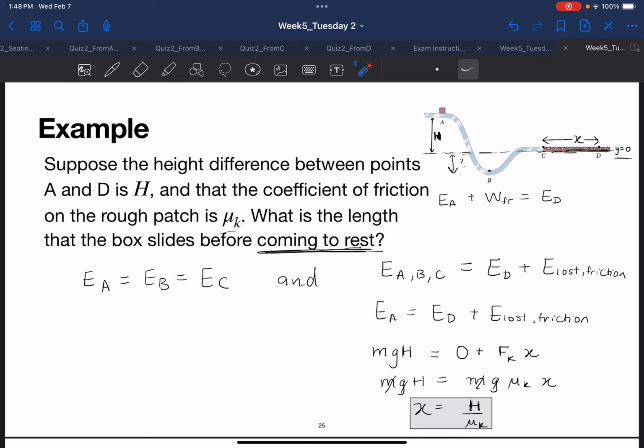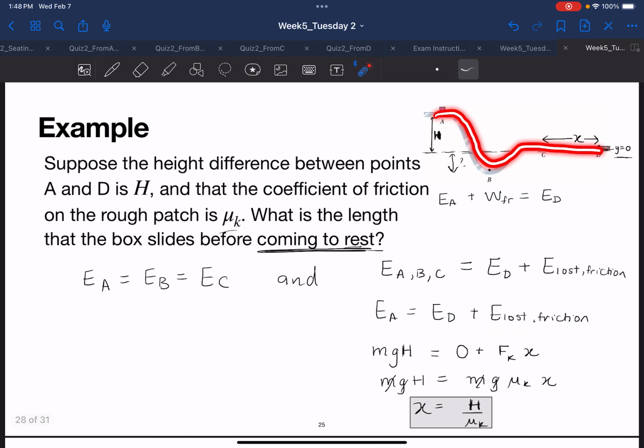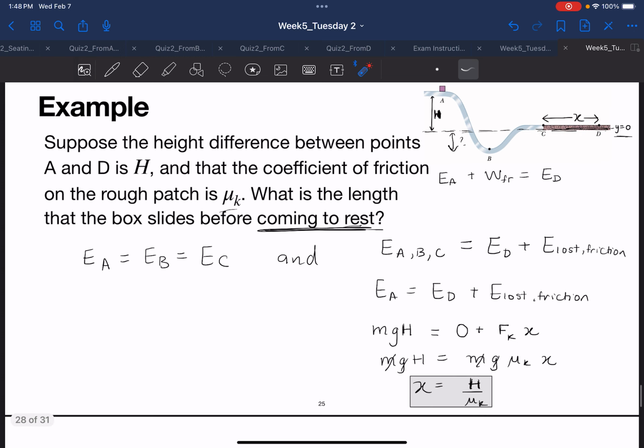But it's actually most convenient to just use E_A on the left-hand side, and then compare that to the energy at D plus any energy lost due to friction as it gets from A all the way to D. And we know as this block gets from A to D, only this section has a force that is non-conservative, where we're losing some energy. So at E_A, the block is sitting at rest before it's let go to slide, so the energy is just mgh, and that h is the height above our y equals 0. And then energy at D is 0.